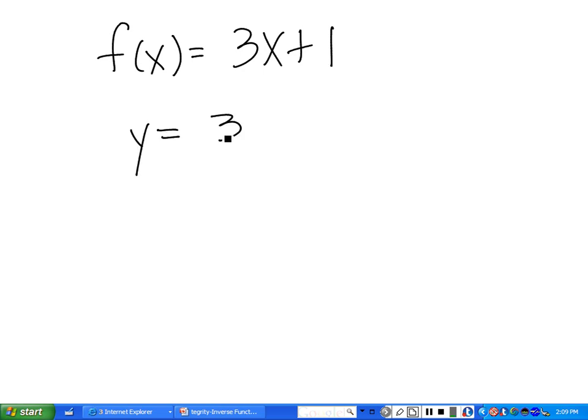Okay, let's try f of x equals 3x plus 1. Let's go through the steps again. First, change the f of x to y if it's not y already. Then we will switch the x and y. I'm going to color code that so you can see that we switch the x and y.